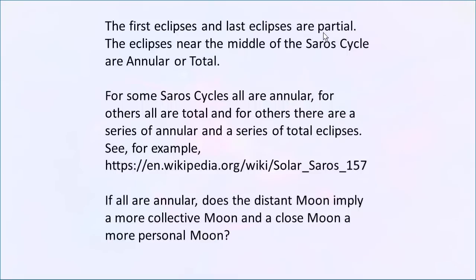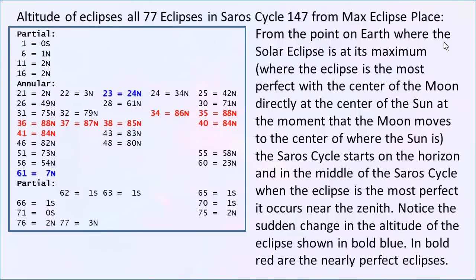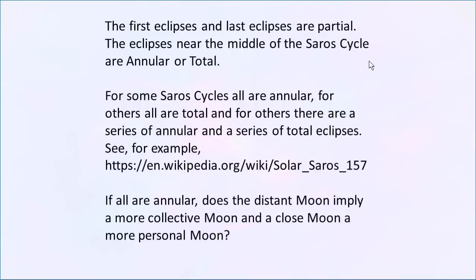So, just to review here, the first eclipses and last eclipses in a Saros cycle are partial. The eclipses near the middle of the Saros cycle are annular or total. Now, this is interesting. For some Saros cycles, all are annular, as in this one. In Saros cycle 147, there are no total eclipses. They are annular. Annular is kind of the same as total, except it means the moon is smaller than the sun, and there's a ring of the sun around the moon. So it's not total in the sense that the sun is not completely covered by the moon. There's that ring around it.